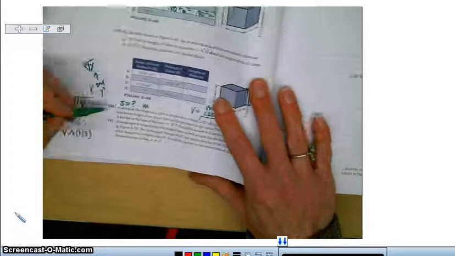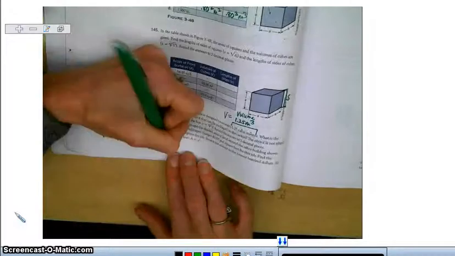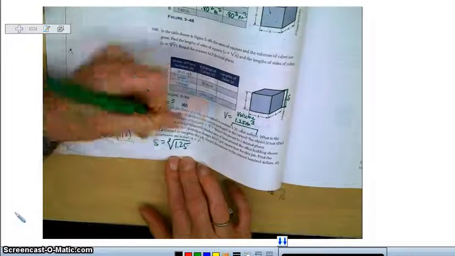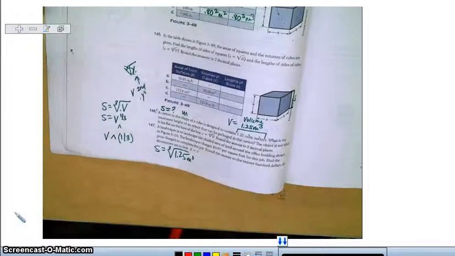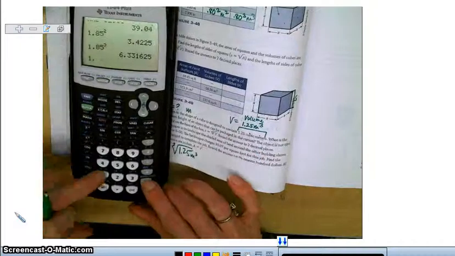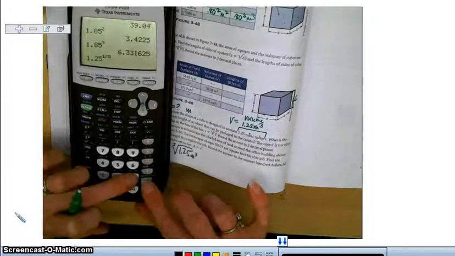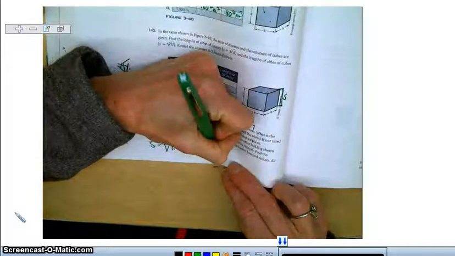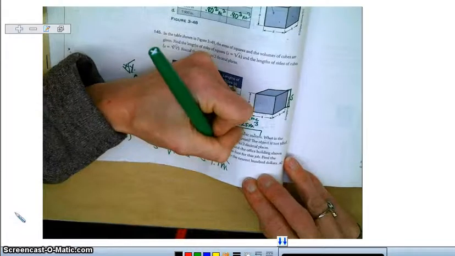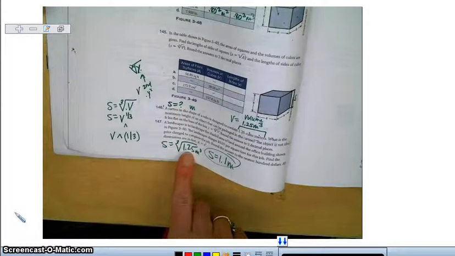So for 146, we need to plug our volume in for V. Our side length is going to be the cube root of 1.25, and the cube root of meters cubed is just meters. In my calculator, I type in 1.25, and since I have the caret, I raise it to the 1 divided by 3 power, and that's 1.077. That rounds to 1.1. So the side length is 1.1 meters, and that would be your final answer. All this stuff that I'm writing down is the work that you would show.